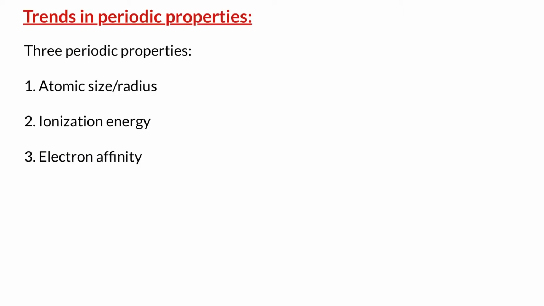There are 3 periodic properties that we will discuss. First, atomic size or radius. Second, ionization energy. And third one, electron affinity. First, let us discuss atomic size or radius.